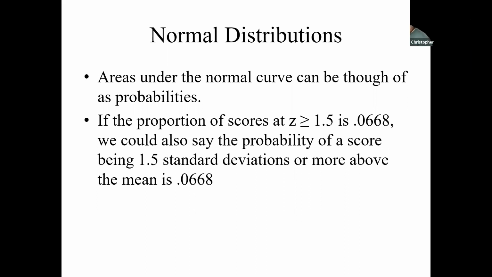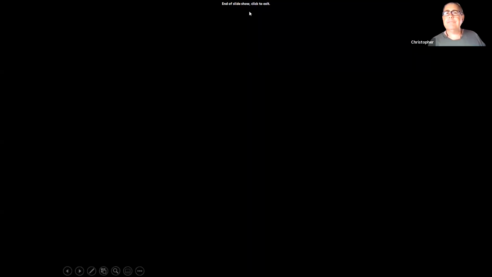Another reason why probabilities are important is they actually relate to the normal distribution. The areas under the normal curve can be thought of as a probability. For example, we know that the proportion of scores of z greater than or equal to 1.5 is 0.0668. So we could also say the probability of a score being 1.5 standard deviations or more above the mean is 0.0668. It translates directly to a probability. All right, that's the end of this section.